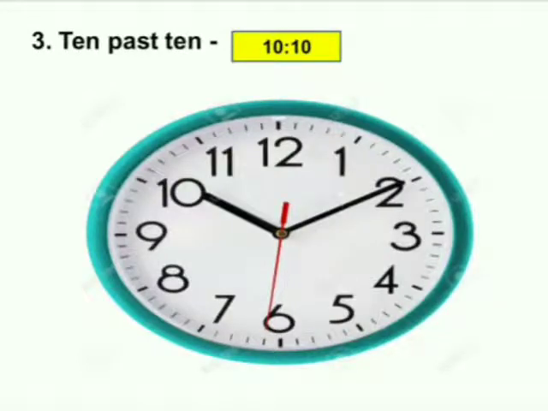Next is 10 past 10. That means after 10 o'clock, 10 minutes are over. 10 minutes are past. So, our hand will go on number 10. And to find out where to put minute hand, again start table of 5. 5 ones are 5, 5 twos are 10. Yes, we got 10. So, we will put minute hand on number 2.